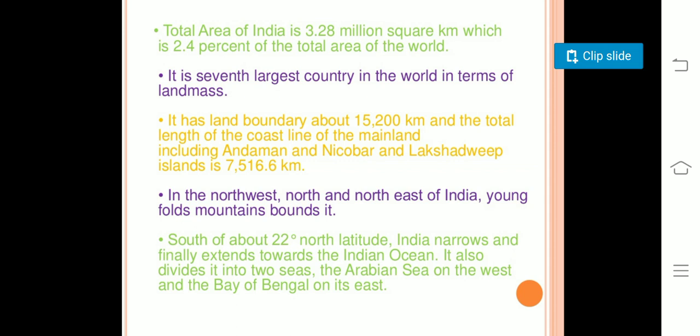In the northwest, north and northeast of India, we have Himalayas to protect us from chilly Siberian winds, as well as acting as a barrier against the foreign forces in ancient and medieval times. South of about 22 degree north latitude, India narrows and finally extends towards the Indian Ocean. The Indian Peninsula protrudes into the Indian Ocean, and it divides it into two seas, the Arabian Sea on the west and the Bay of Bengal on its east.